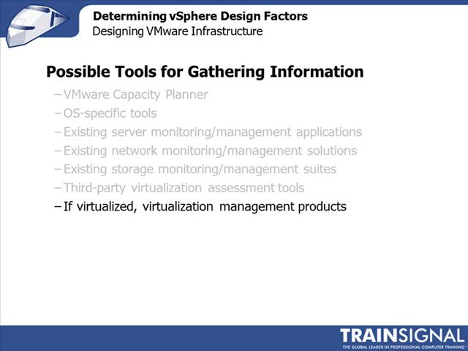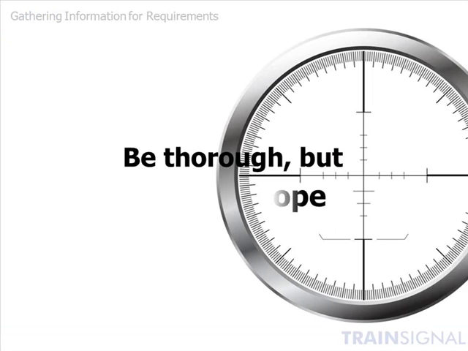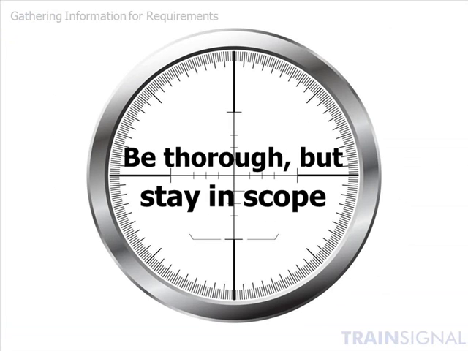All of this information is critically important and will play a vital role in how you size the design to make sure that you meet existing requirements and plan for growth if that is a requirement of the design. While you want to be as thorough as possible in gathering information, you also want to make sure that you don't try to boil the ocean. That phrase simply means you want to stay in scope. You don't want to try and do all things and be all things to all people in the organization.